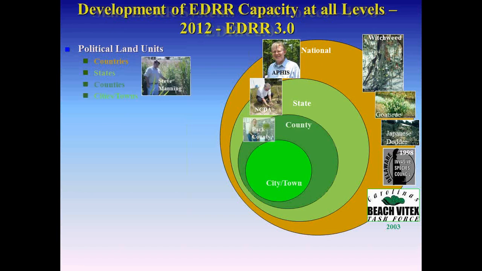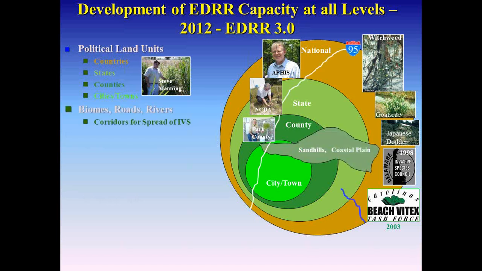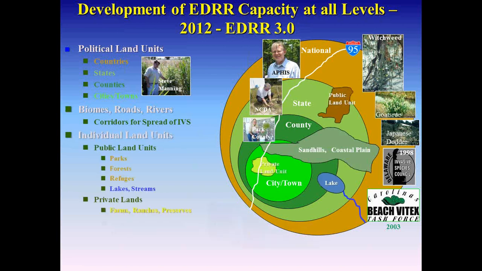And that led, after I retired last year, to a comment by Steve Manning, who suggested to me that maybe we could take these ideas and implement them at all levels of the landscape. So that's what we mean by the landscape approach to EDRR, is for every landowner at every level of the landscape to take responsibility for new weeds in the area that they manage. So whether it's the country, whether it's a state, county, city, whether it's roadways, right-of-ways, whether it's parks, forests, refuges, private lands, it doesn't matter.